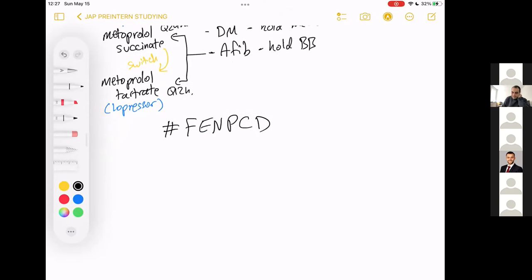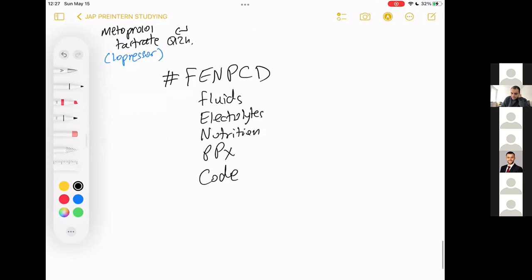FIN-PCD stands for fluids, electrolytes, nutrition, prophylaxis, code status, and disposition.